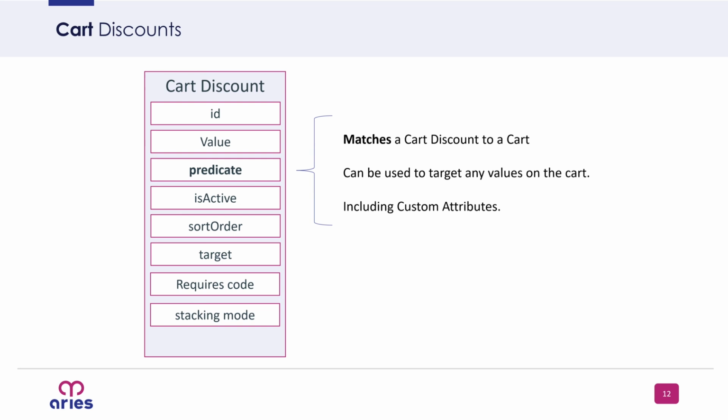Cart discounts also have a predicate. Instead of matching discounts to products, now we're matching discounts to carts. The cart discount predicate is extremely powerful, allowing you to target any value stored in the cart, even custom attributes configured for that project. They also include functions that allow for things like totaling values or leveraging subtotals. Just like with product discount predicates, multiple statements can be combined into complex rules. And this predicate determines if that cart qualifies for this cart discount.